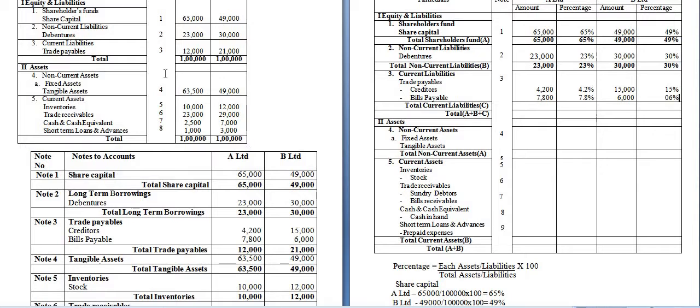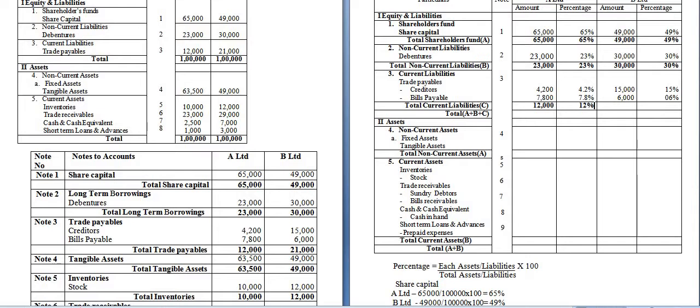Okay, total current liabilities. In the next line write the heading total current liabilities, in bracket C. So total current liabilities is 4,200 plus 7,800, total is 12,000. Okay, now find out the percentage. 12,000 divided by 1 lakh into 100 is 12%.